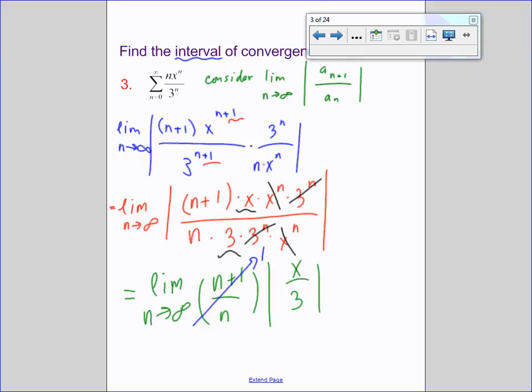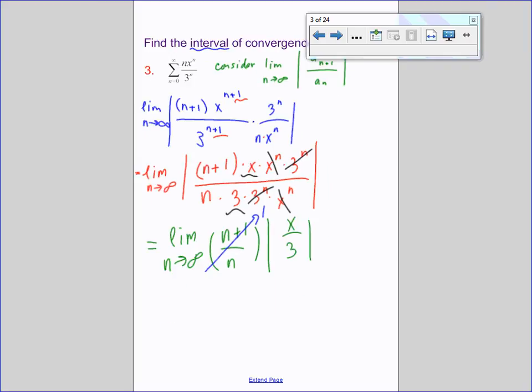We need then this to be less than 1. So what will we do? We'll take it and set it less than 1 and solve. We know that is 1/3, which you could have pulled out with the n's originally, but I don't want to mess up our evaluation of the limit, so I left it in there.